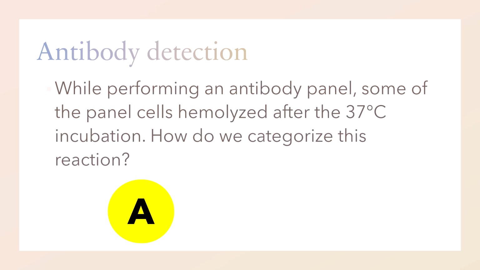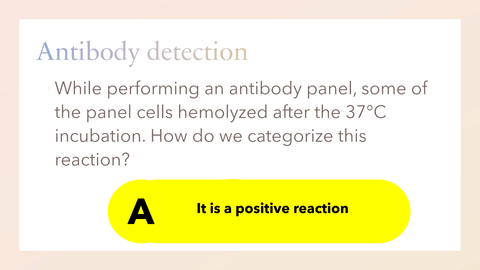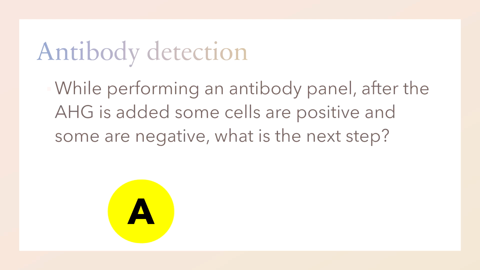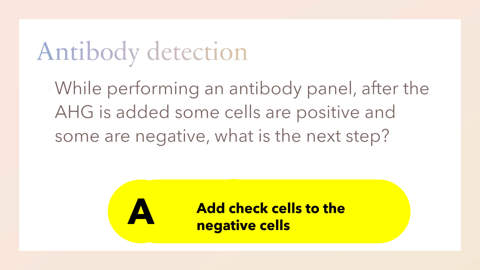While performing an antibody panel, some of the panel cells hemolyzed after the 37 degrees Celsius incubation. How would we categorize this reaction? It is a positive reaction. Antibody detection. While performing an antibody panel, after the AHG is added, some cells are positive and some are negative. What is the next step? Add check cells to all the negative cells.